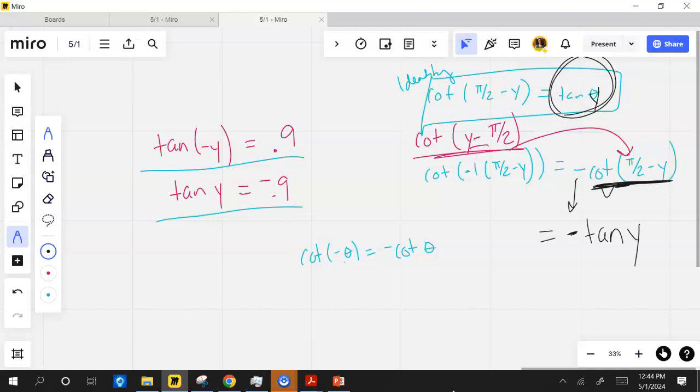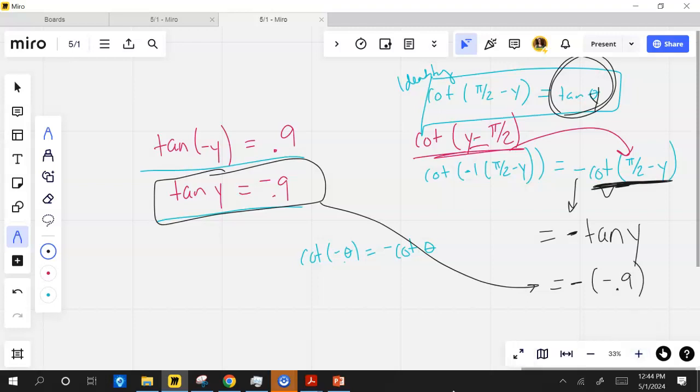Well, I know what tangent y is. What's tangent y? Yeah. Yep. Tangent y is negative 0.9, which means that this is going to simplify down to 0.9. Yeah. That's your answer.